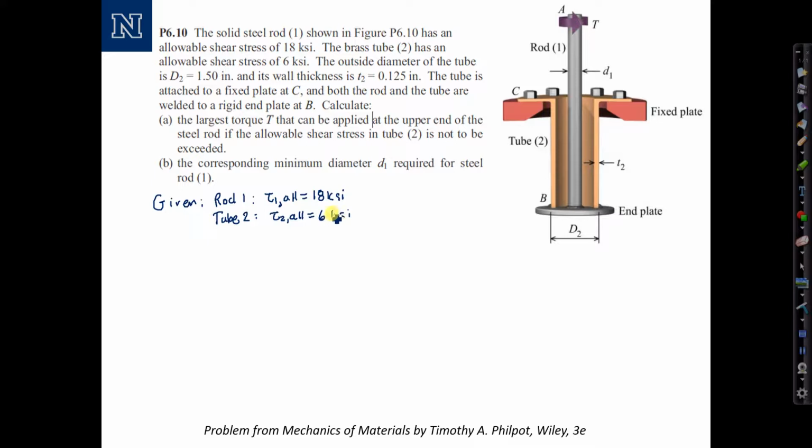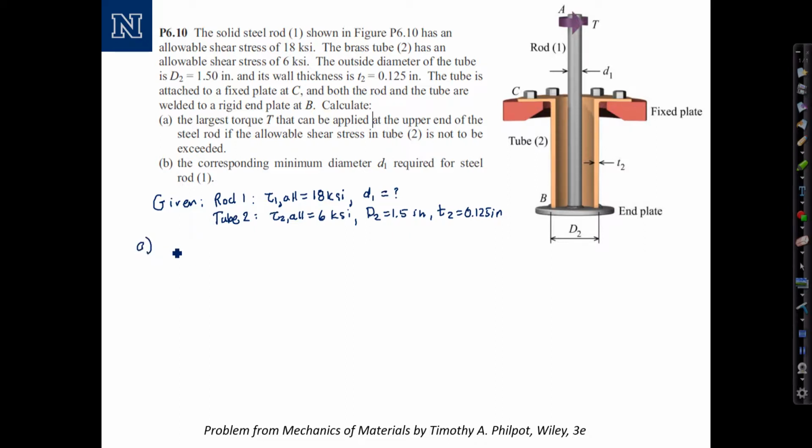The outside diameter of the tube is D2 equals 1.5 inches, and its wall thickness is t2 equal to 0.125 inches. And as already noted, the tube is fixed at point C and welded to a rigid end plate at B. Note that we aren't given a diameter for rod 1. In fact, that's something that we'll be asked to find in part B. Let's start with part A.